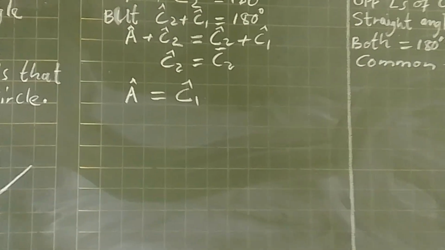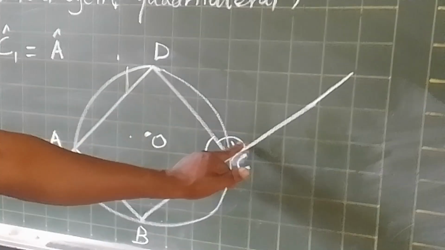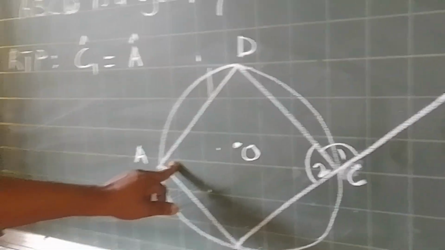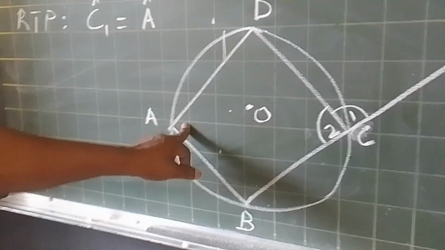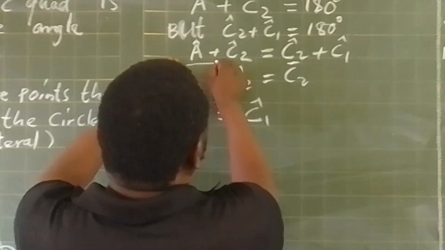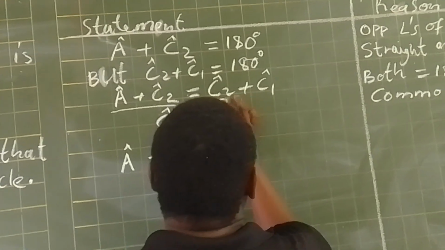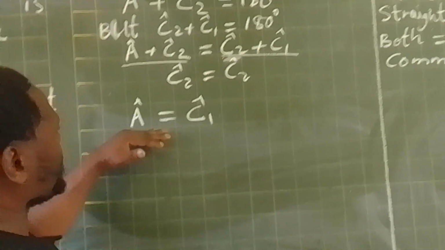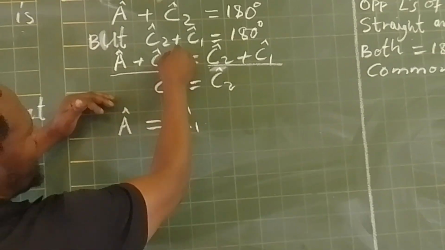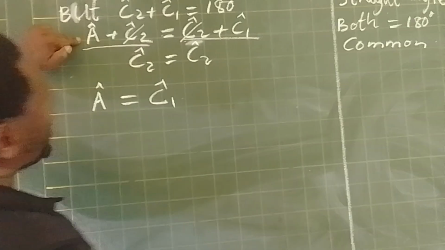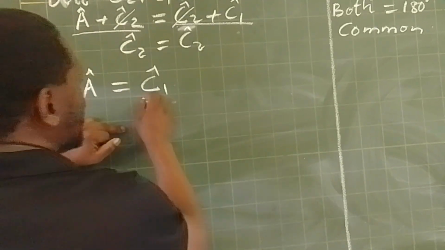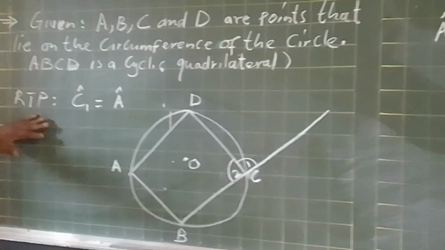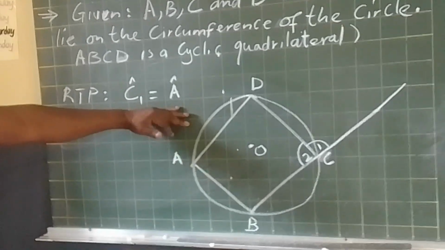Then you come and check your drawing here. That means that this angle is equal to A. Angle C2 is equal to C2 because you find C2 in this combination and you find C2 in that combination, which is common. Therefore, in other words, this one is going to cancel that. Then you are left with A is equal to C1. This is the statement we have proven. The required to prove says you must prove that C1 is equal to A.